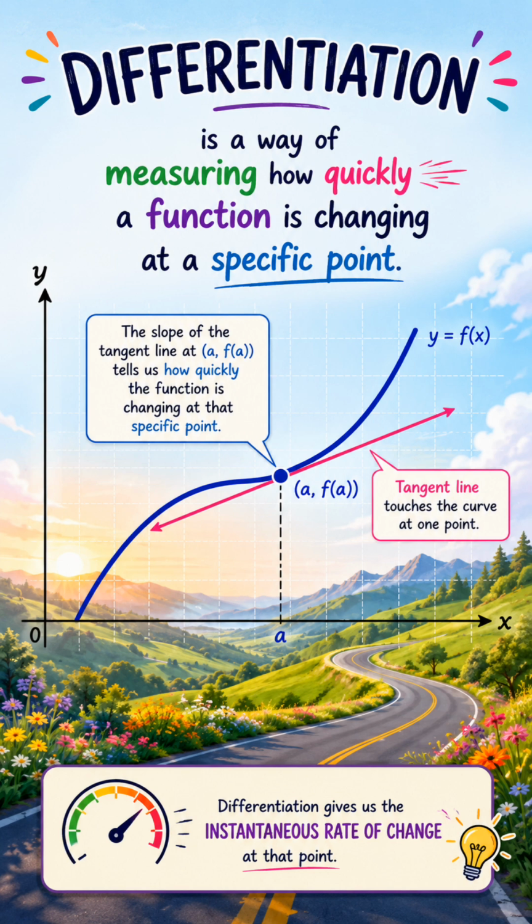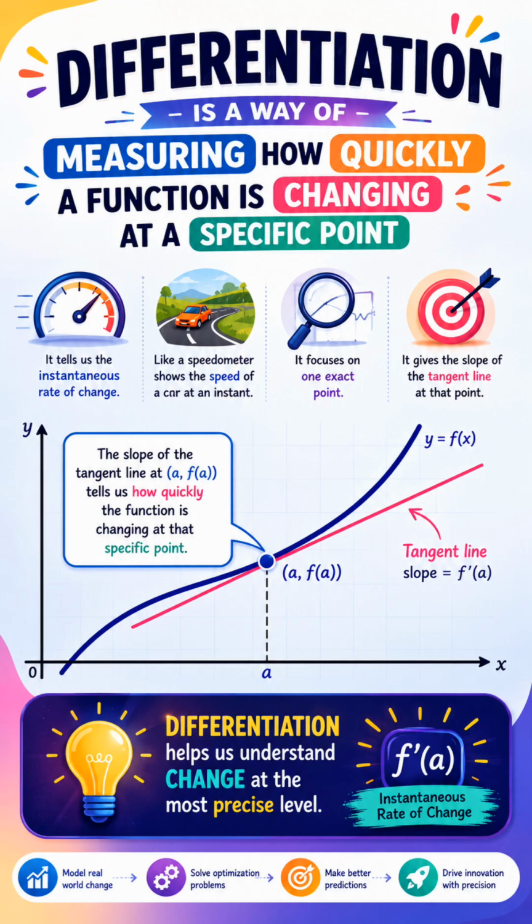In the graph, the curve represents the function y equal to f of x, and the point a, f of a, is where we are measuring the change. A steeper tangent line means a faster rate of change, while a flatter tangent line means the function is changing more slowly. So differentiation gives us the exact speed of change at a specific time, at a specific point.